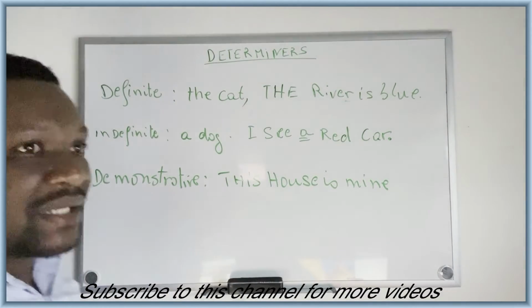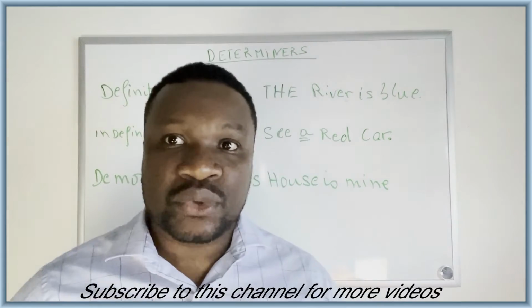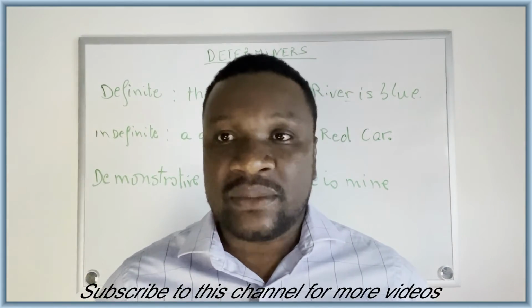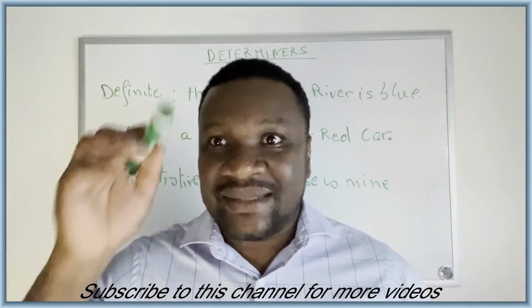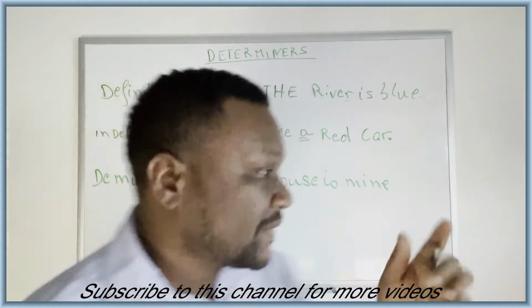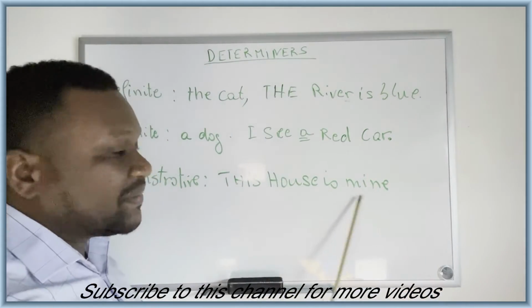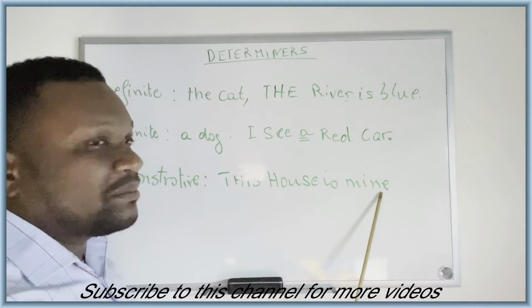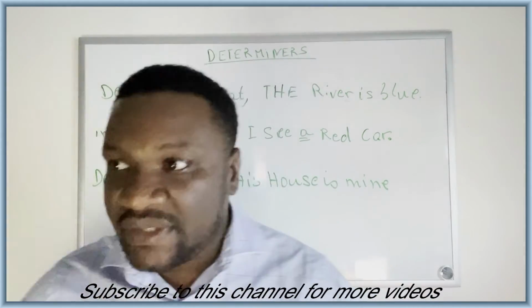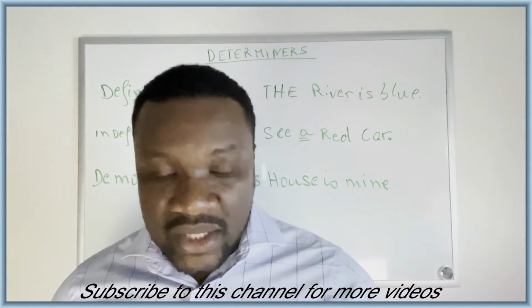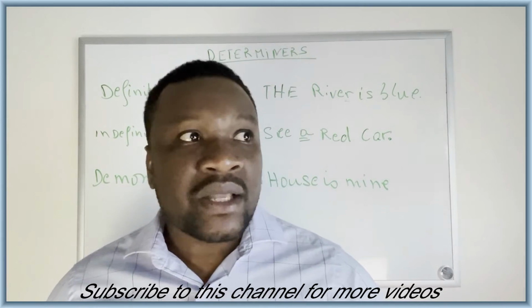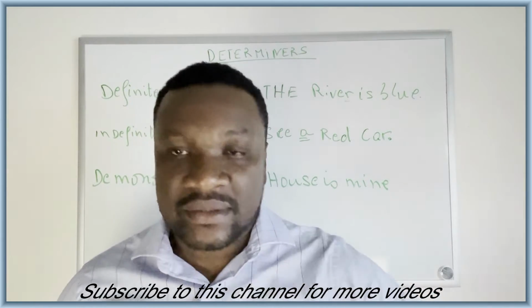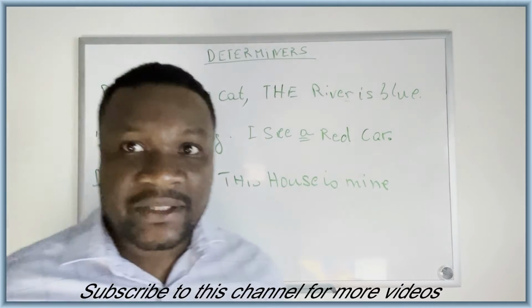Demonstrative. It's something that you refer to, something that you point at. Okay? Something you refer to, where you say this thing, not that thing. Let's say this house is mine. This house is mine. Not that house, but this house, the one near me, the one I am in is mine, not the one over there. Okay? So I hope you understand that.